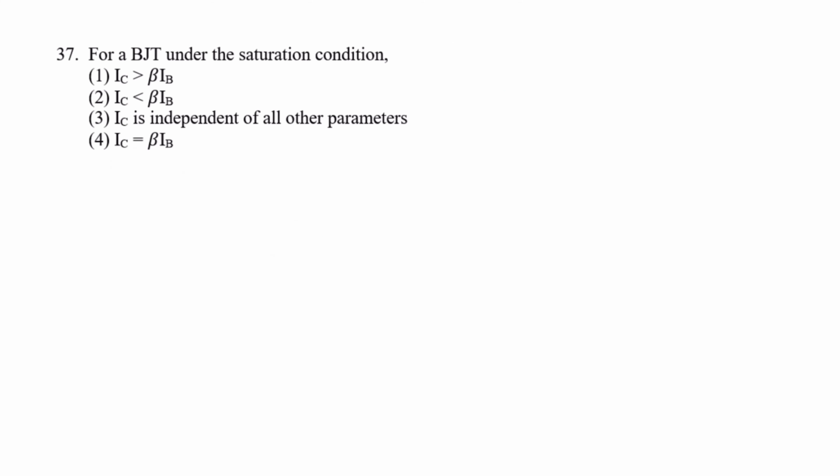Next question. For a BJT under saturation, that is, HFE, the forward current gain times the base current, or the DC current gain beta times IB, is greater than or equal to the collector current. The second option is that IC is less than beta IB under saturation.